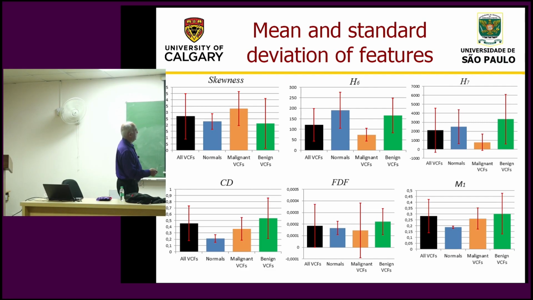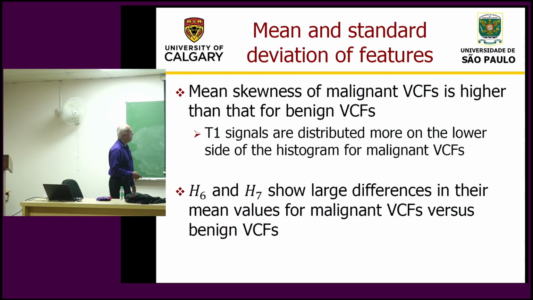And some of the Haralick texture features also seem to have good separability. Convex deficiency, normal versus malignant versus benign. So there is increasing convex deficiency as expected. So skewness for malignant VCFs is higher than that for benign VCFs. T1 signals are distributed more on the lower side of the histogram for malignant VCF.